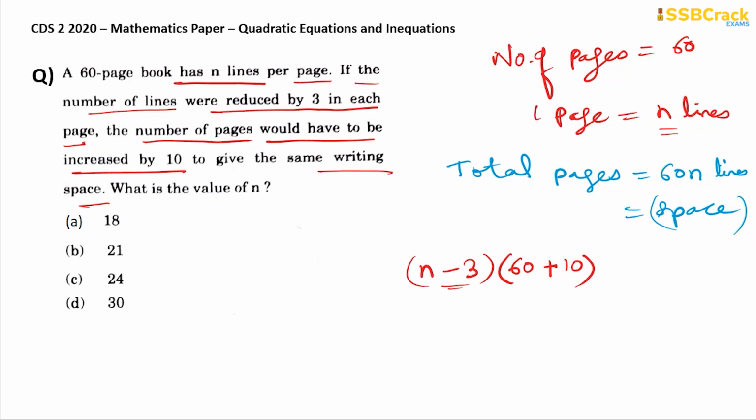Means this criteria is also giving the same space. What was that space initially? 60n. So I have to equate this to 60n. Understood how you shall frame an equation for such questions? Frame the equation for such questions.